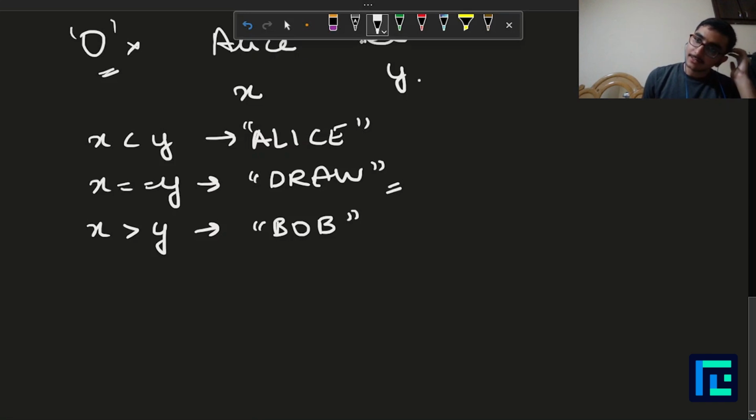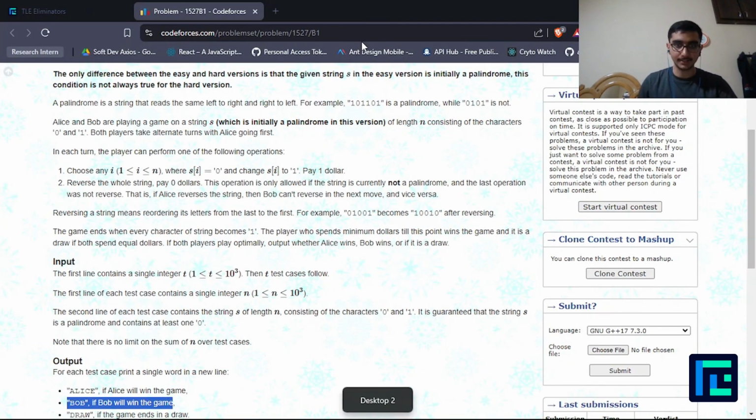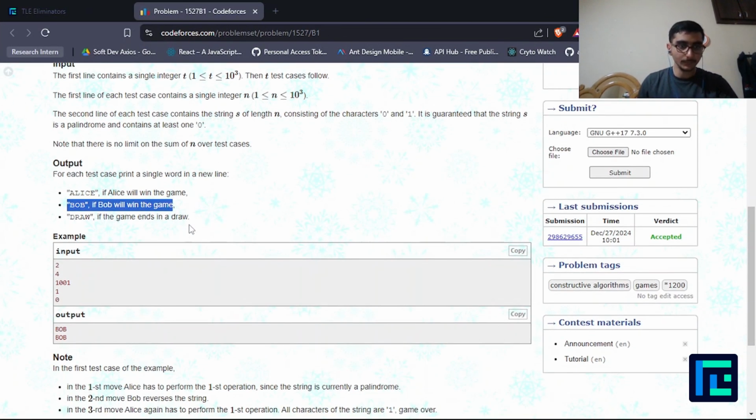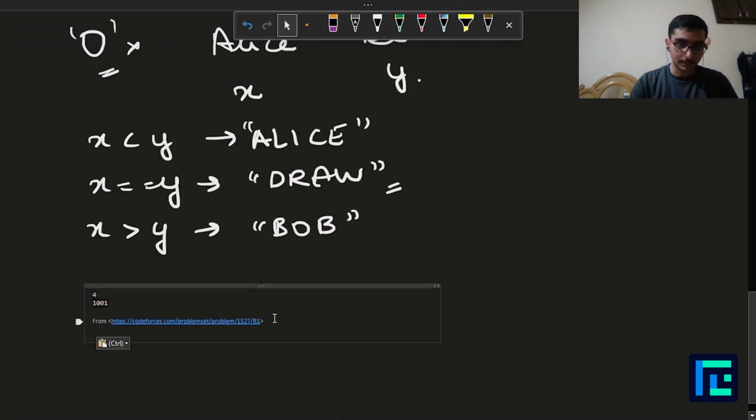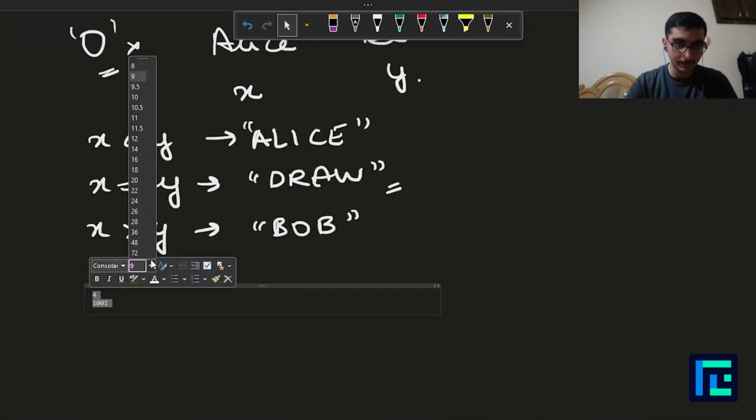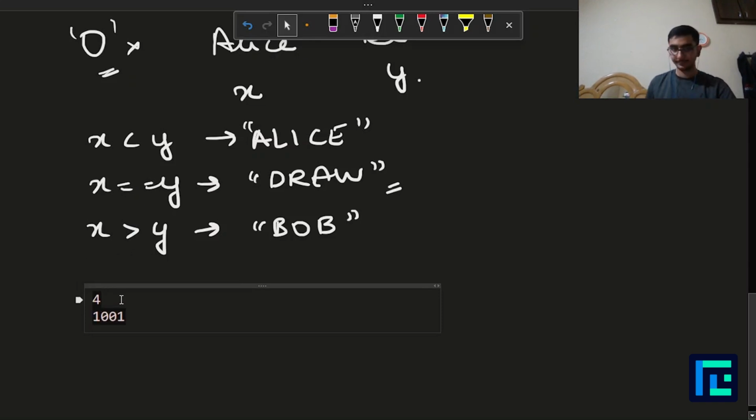Now, as we have understood the problem statement, let's move on to seeing some sample test cases so that we understand the problem better. Now, let's see the first one. And let's also increase the font size so it is better visible. Right. So this is our N and this is our S.